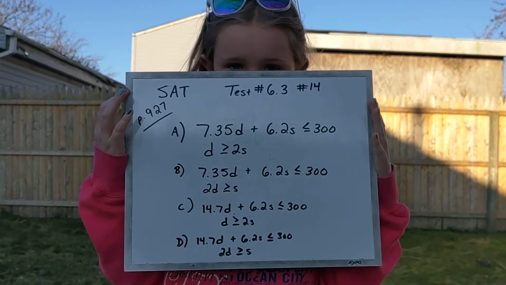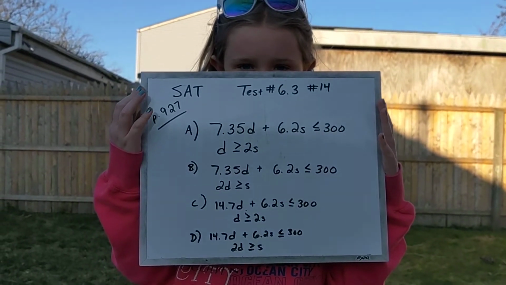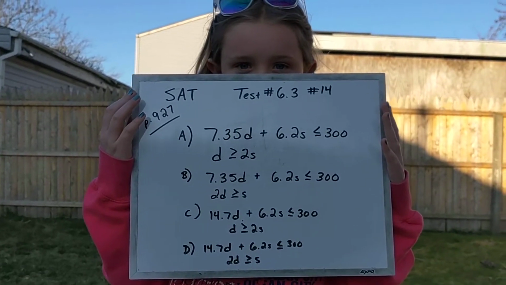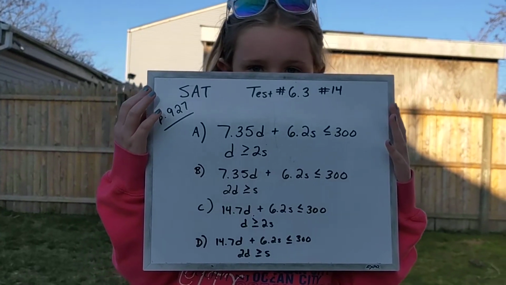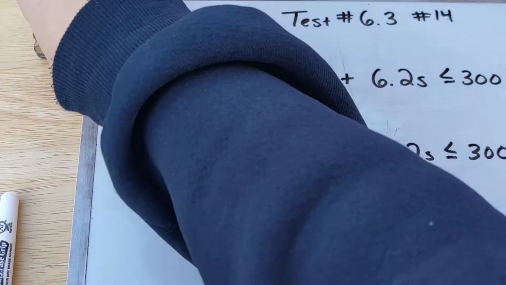And we're going to go over from test number 6, section 3, which is the no calculator section, number 14. Now, you should have your 2018 edition of your SAT book. So if you go to page 927, you can follow along with me. Here, and you can put the board right here. All right, so let's go ahead and read this problem.